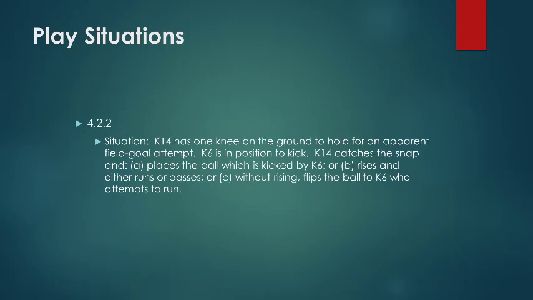4.2.2 situation, K14 has one knee on the ground to hold for an apparent field goal attempt. K6 is in position to kick. K14 catches the snap and, in situation A, places the ball, which is kicked by K6, or in situation B, rises and either runs or passes, and in situation C, without rising, flips the ball to K6, who attempts to run.